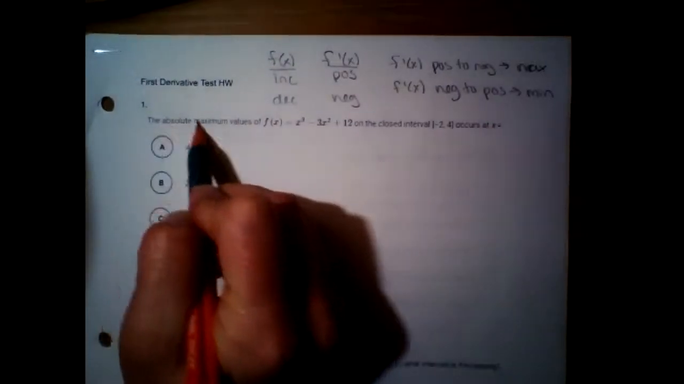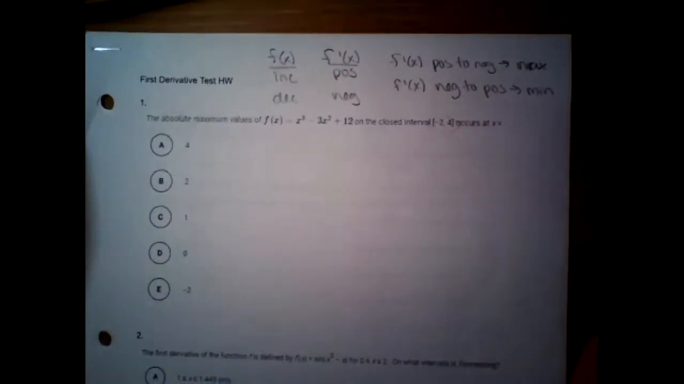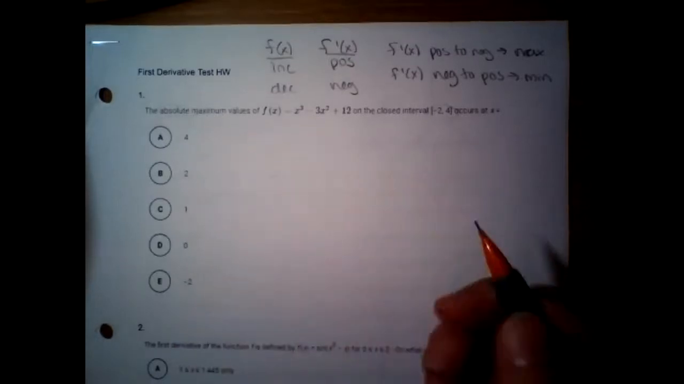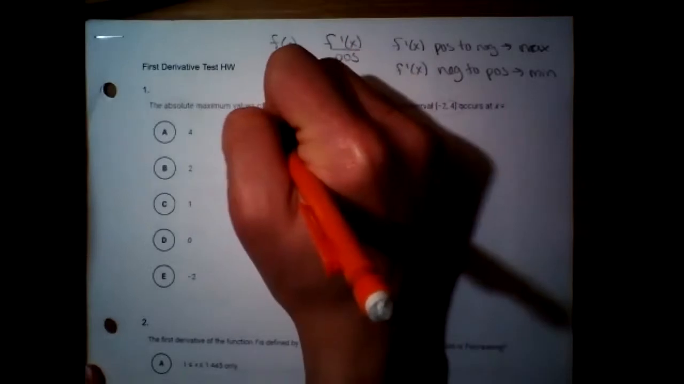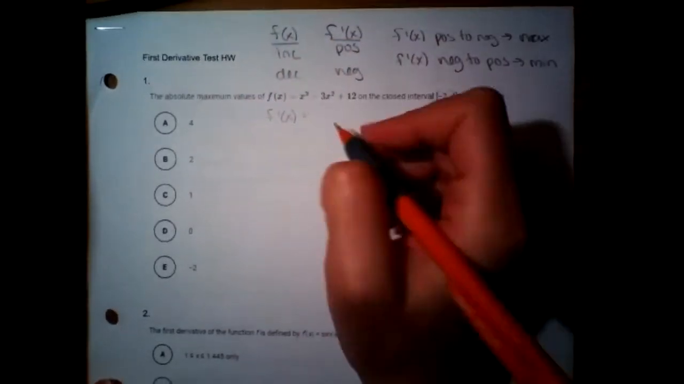So this first one is asking for an absolute maximum on this interval. So that is the candidates test. And the candidates for your absolute maximum are your endpoints, so these two values, and your critical points. So we're going to start by doing derivative equals 0, which is how pretty much all these are basically going to start.